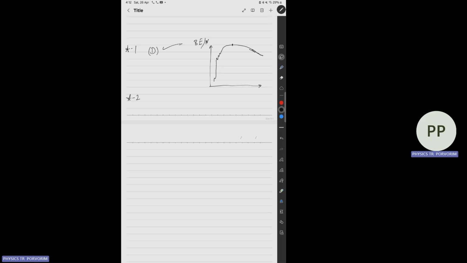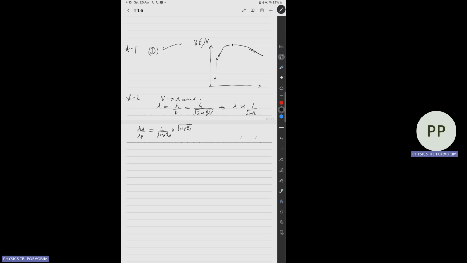Okay, second, the ratio of wavelength of deuteron and proton accelerated through the same potential. So V is the same. Now we have to calculate the ratio. For deuteron, the wavelength is given by h by p, and momentum p can be written as root 2mqV. So here we can see that lambda is inversely proportional to root under mq. Other quantities are constant here. So if I write lambda d by lambda p, it will be 1 by root under md qd into root under mp qp.